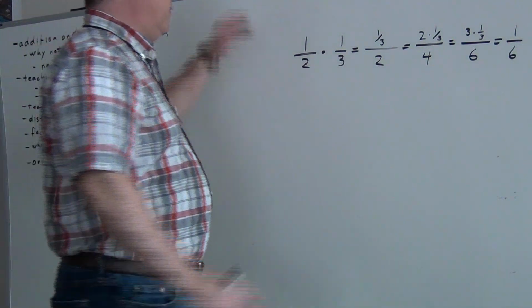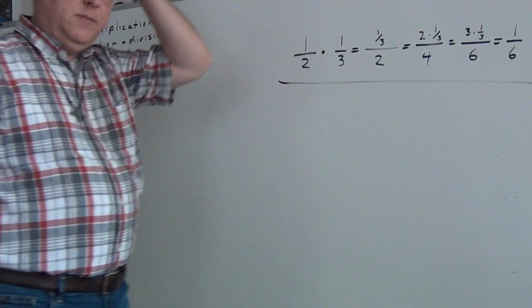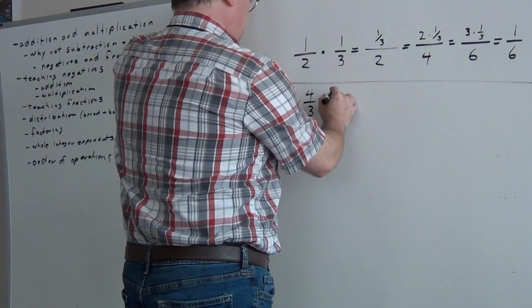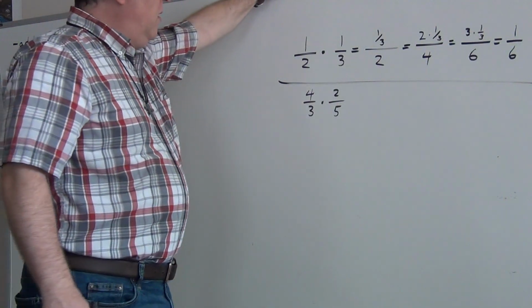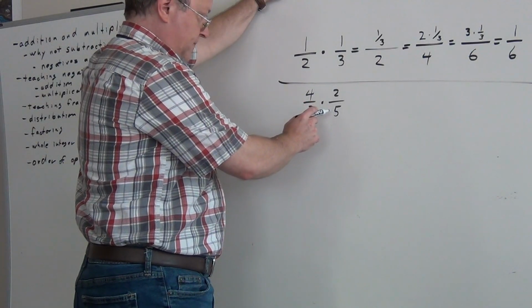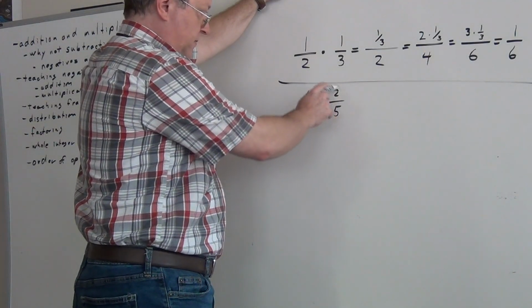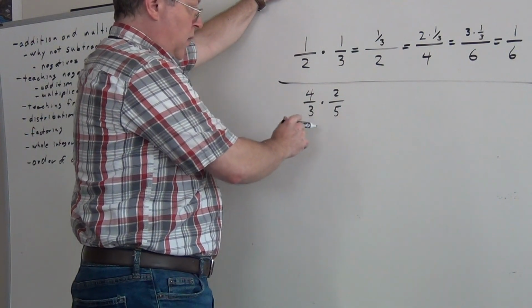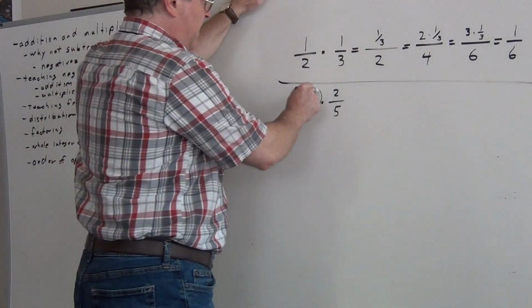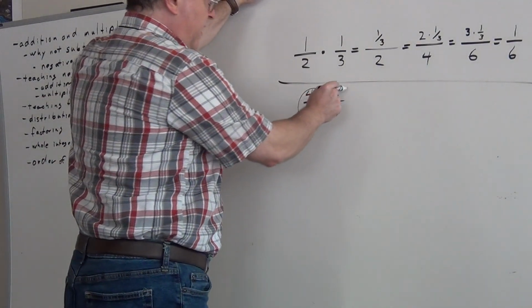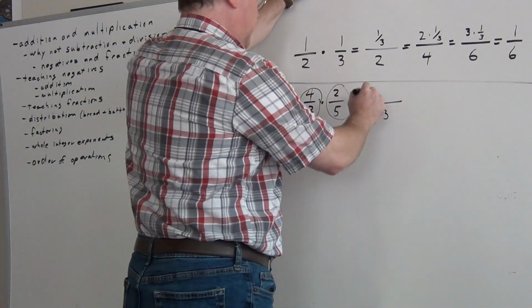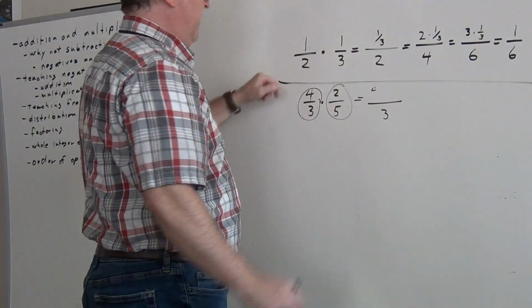Let's do the third way. Well, let's do another example of this. Let's do 4/3 times, say, 2/5. Okay? All right. We want 3 of these to be 4 of these. 3 of these equals 4 of these.